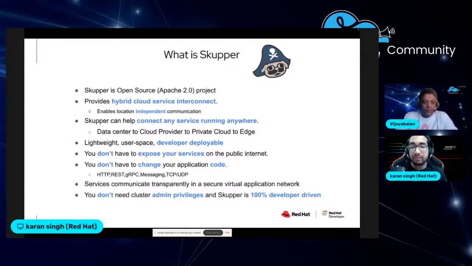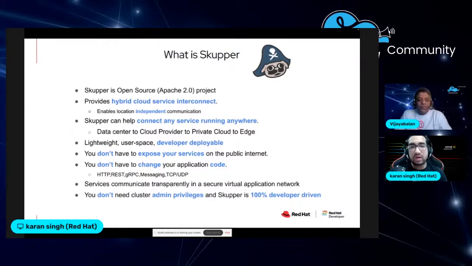It's lightweight, user space, and developer deployable, which means you do not need to go to the administrator of your Kubernetes cluster to ask for permission. You as a developer, you as a DevOps person, can simply deploy Skupper. It's deployed in one namespace or project. You don't need to expose your services to the public internet, which is more secure. And you don't need to change any of your application code.